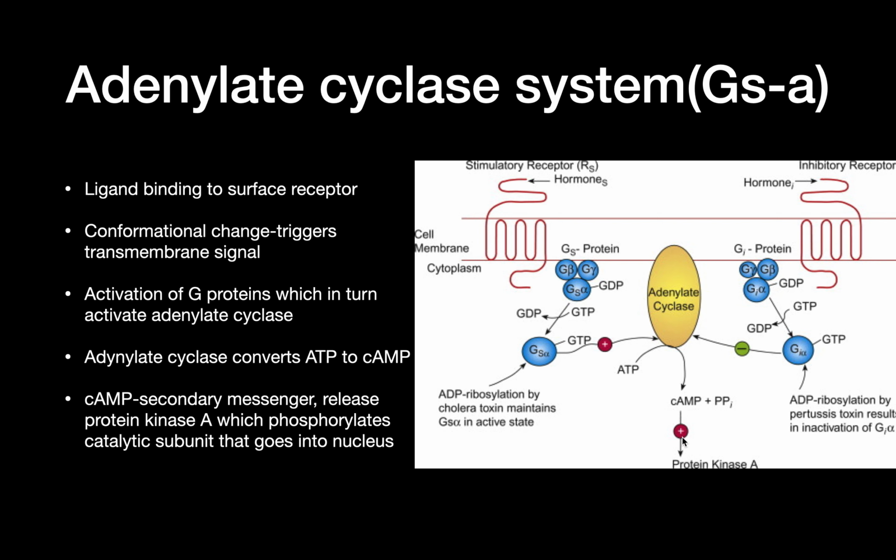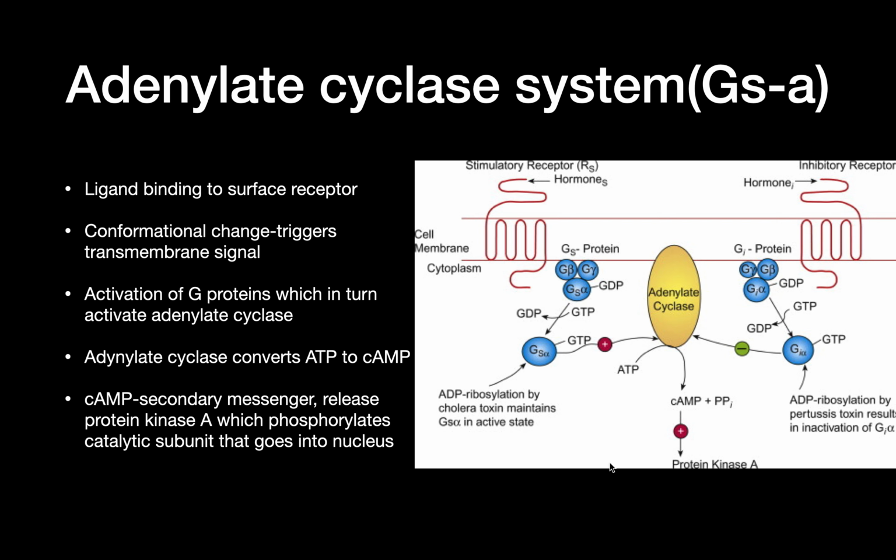The cAMP will release protein kinase A, which will attach to something else, such as various catalytic subunits that will go into the nucleus and affect gene transcription and expression. There we go.